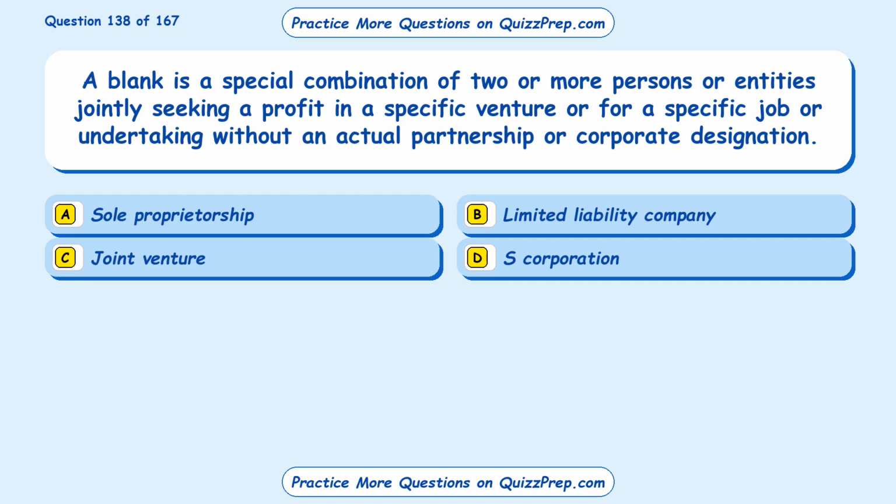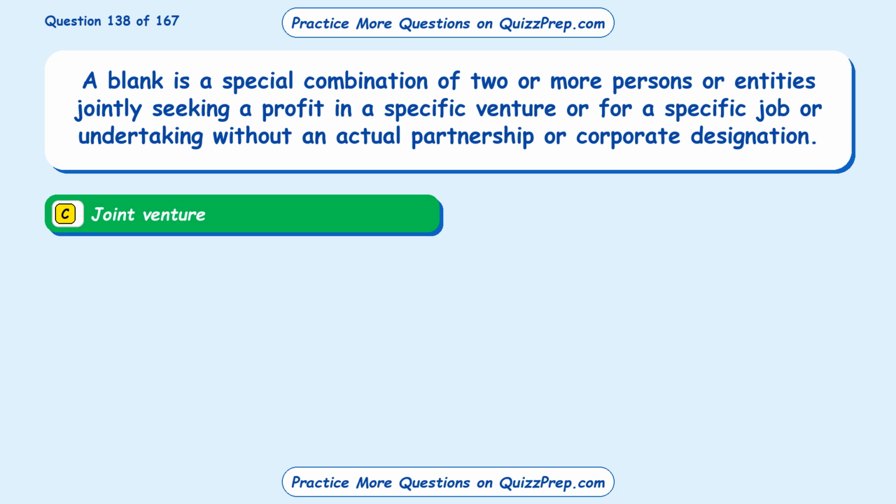Question 138. A blank is a special combination of two or more persons or entities jointly seeking a profit in a specific venture or for a specific job or undertaking without an actual partnership or corporate designation. Option A, sole proprietorship. Option B, limited liability company. Option C, joint venture. Option D, S corporation. The correct answer is option C, joint venture.